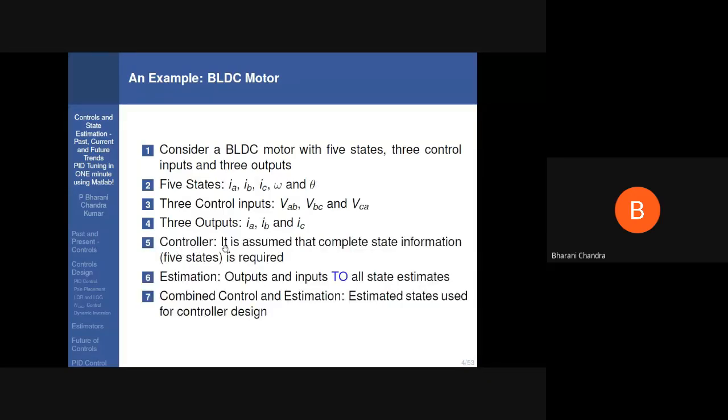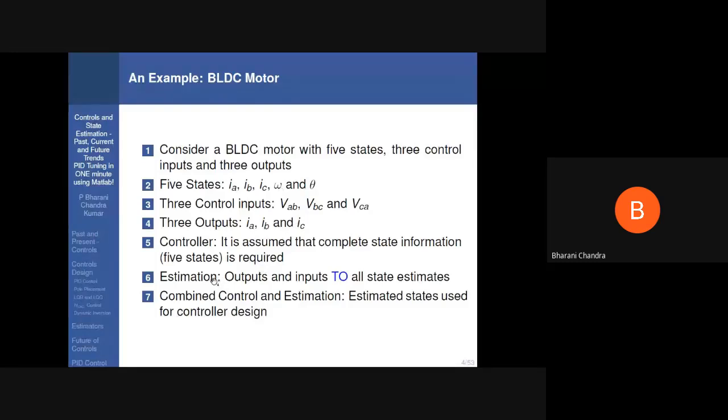So I assume that the control or the monitoring mechanism needs the complete state information, that means all 5 states are required. However, for practical cases, I have only 3 sensors, IA, IB, IC. These are the current sensors. I don't have the speed and position sensors.